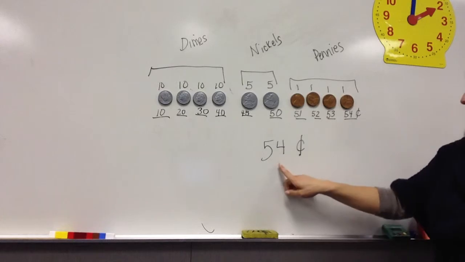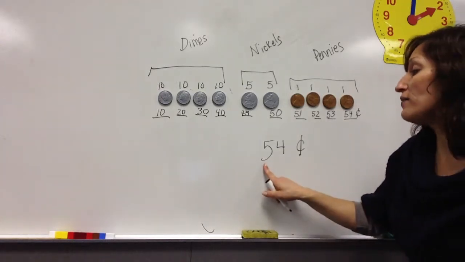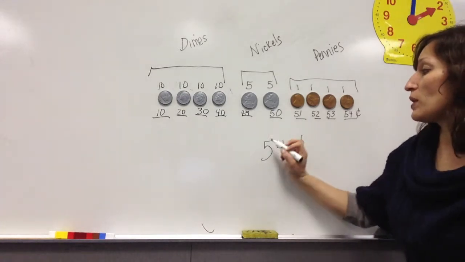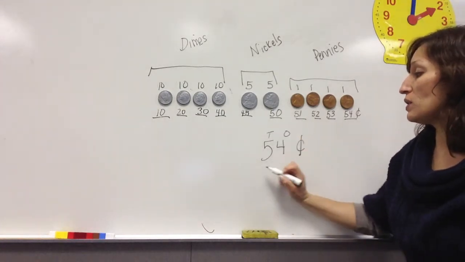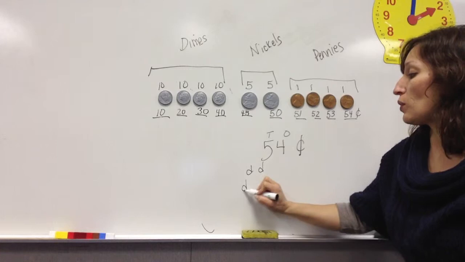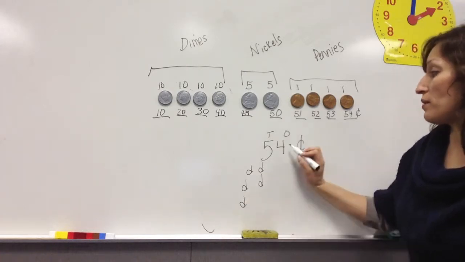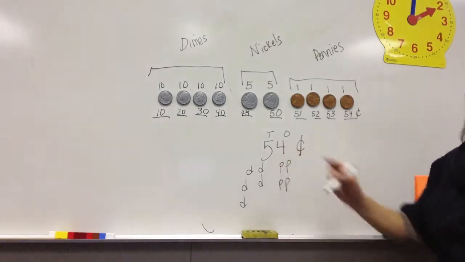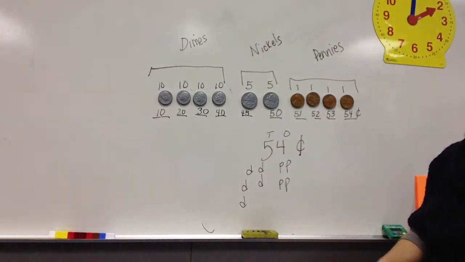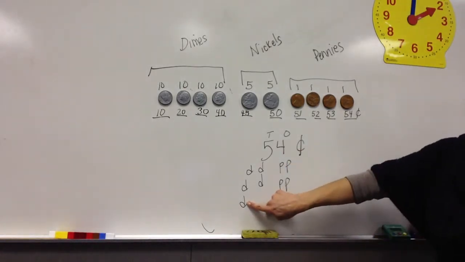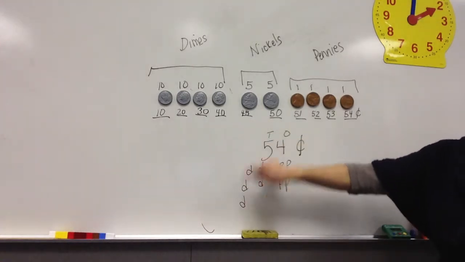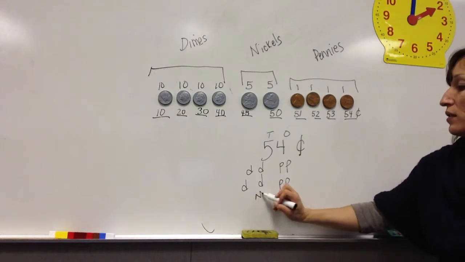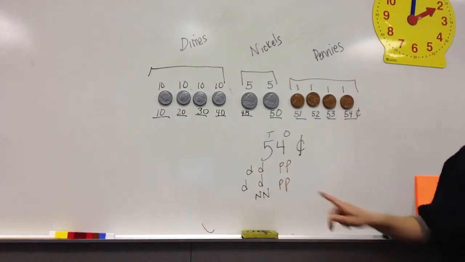I could make 54 cents by having 5 dimes and 4 ones, because we know this is the tens and this is the ones, and we'd have 1, 2, 3, 4, 5 dimes and 4 pennies. That's another way I could make that value. But instead of having the 5th dime, they broke that 10 into 2 5s, and they had 2 nickels. And that's how I showed the value.